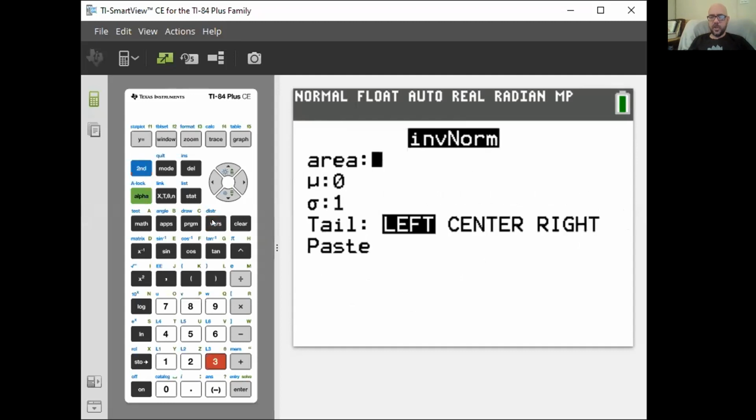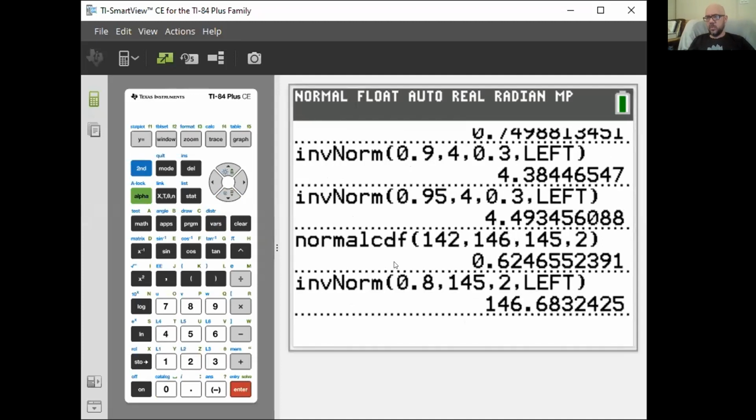Inverse norm of 0.8 with a mean of 145 and a standard deviation of 2. Left side. 146.68 is the 80th percentile.